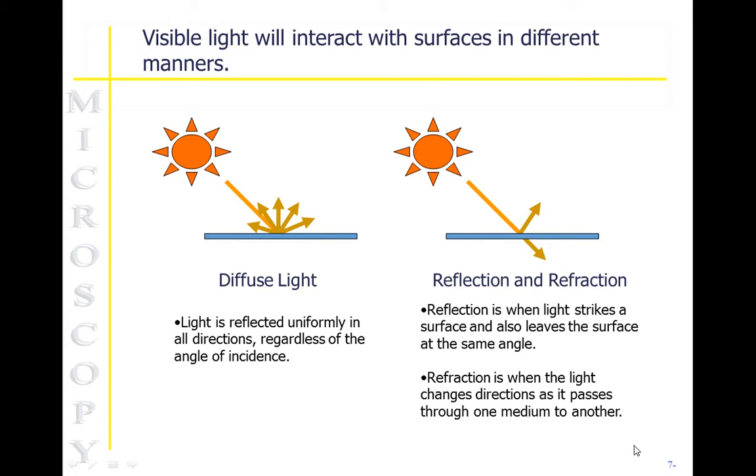Diffuse light is going to be reflected uniformly in all different directions, where reflection or refraction is going to be more dependent on the materials themselves. With reflection, that light is going to strike the surface and then leave the surface at exactly the same angle. With refraction, the light is going to change directions as it passes through the sample.